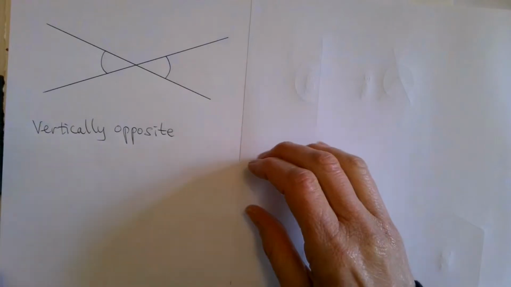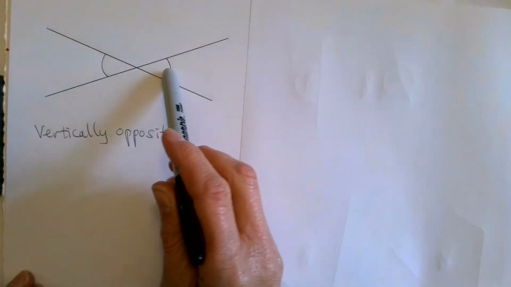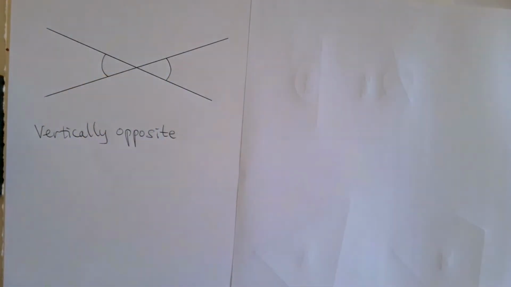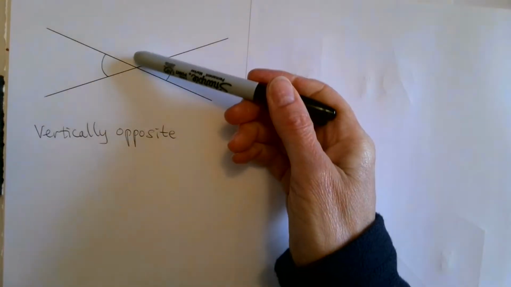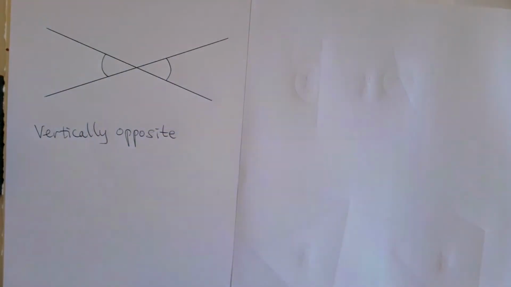So if you've got two straight lines and they cross over each other, then the opposite angles are called vertically opposite, and they are the same as each other. So the other angles here, this one and this one, are also the same as each other. So angles in an X are vertically opposite and equal to each other.